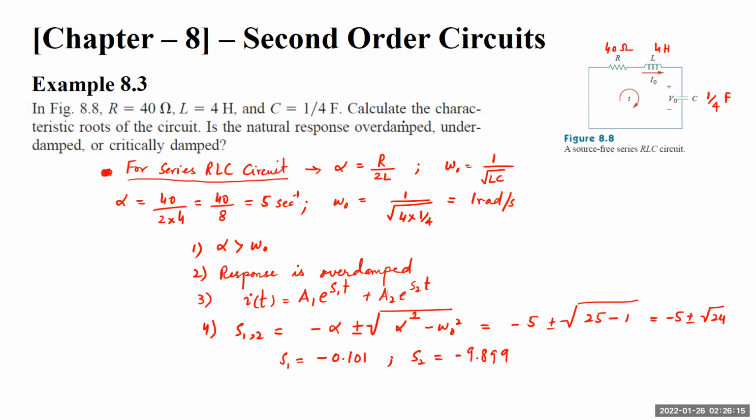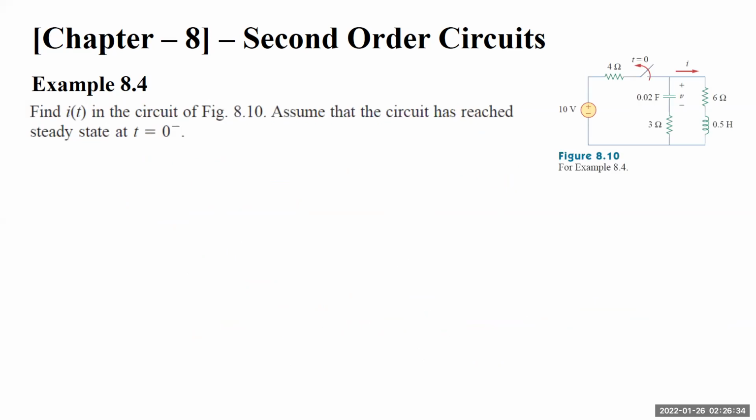It says we have to find the characteristic roots for the circuit. We found the characteristic roots, and we also found that the response of the circuit is overdamped. So this is how a simple circuit can be solved and analyzed. So next question, it's example 8.4 of our textbook.